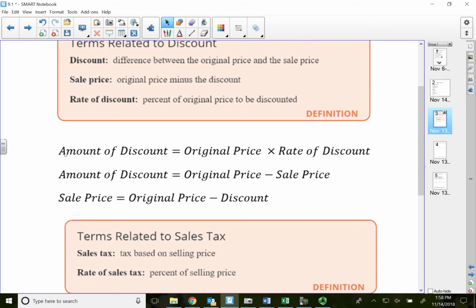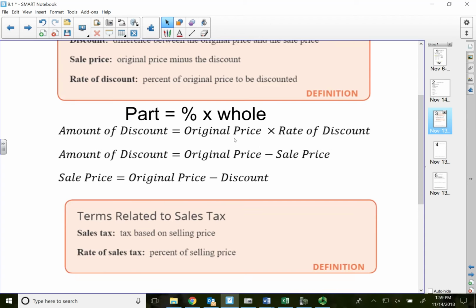We use this formula a lot. And this formula right here is practically the formula I was showing y'all before. Part is equal to percent times the whole. The whole is actually the original price. The percent is referring to the rate of discount. So that means the amount of discount is only part of the original price that we are taking off. That's the reason why I mentioned the percent equation before, because these formulas fall under that type.